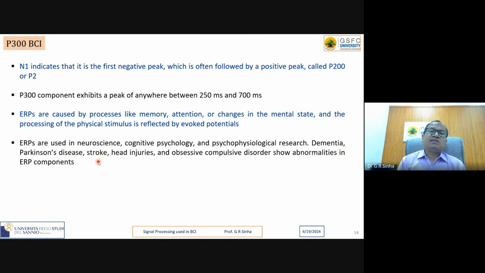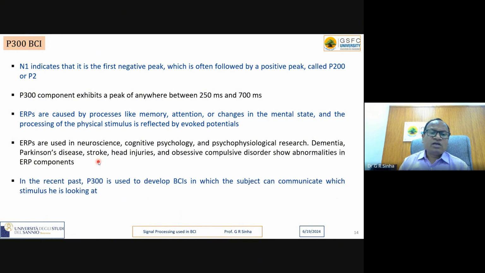So all these studies and research are performed with the help of ERP, or rather can be performed using ERP. It's not only ERP, but you can use any other EEG signal or functional MRI or another signal to study stroke and head injuries also. But by the way, ERP is nothing but an example of an EEG signal only, subjected to a particular event. So in the recent past, P300 is used to develop BCIs in which the subject can communicate with the stimulus he is looking at.